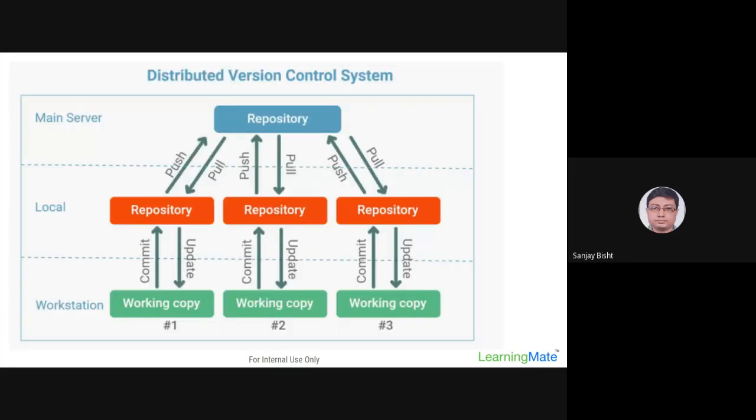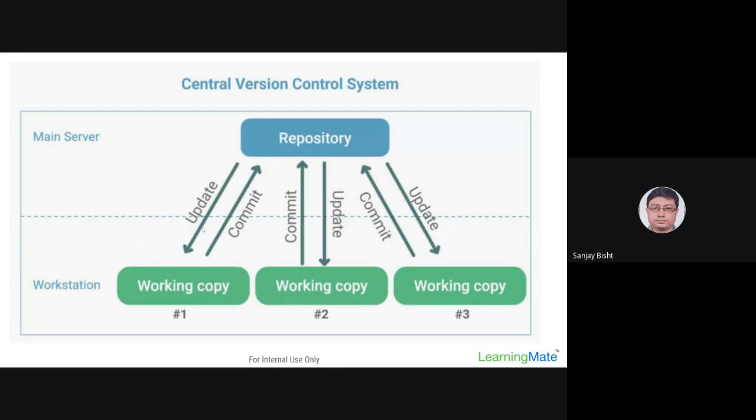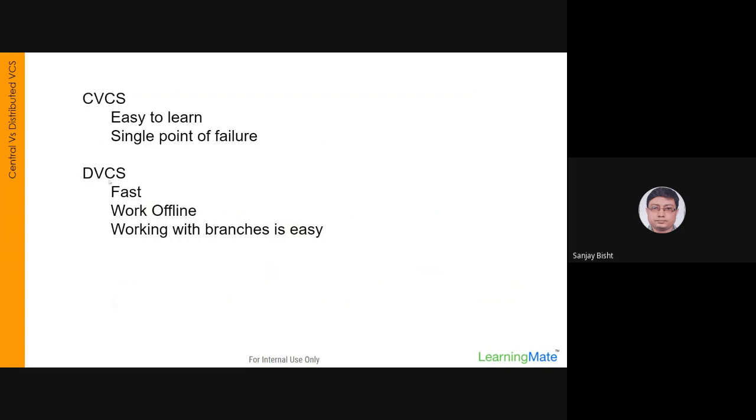So as you see in the distributed version control system, if I take the bottom two bars here, the local and the workstation, this is nothing but your own system, the machine on which you are working, your laptop or desktop. So you are working with your own machine. There is no network coming into the picture unless you push or pull. That's why it is very fast as compared to the central version control system, where whenever you want to update something, whenever you want to commit something to the repository, you are dependent on the network speed. Your files will be checked in to the main repository, which is on the server, somewhere else. So that's why the distributed version control system is very fast.